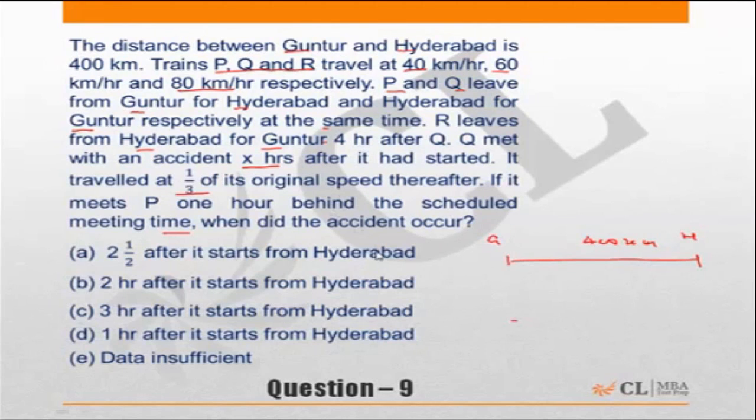So train P goes from Guntur to Hyderabad in this direction. Train Q goes from Hyderabad to Guntur in this direction. Speeds of trains P and Q are 40 and 60. So P's speed is 40 kilometers per hour and Q's speed is 60 kilometers per hour.